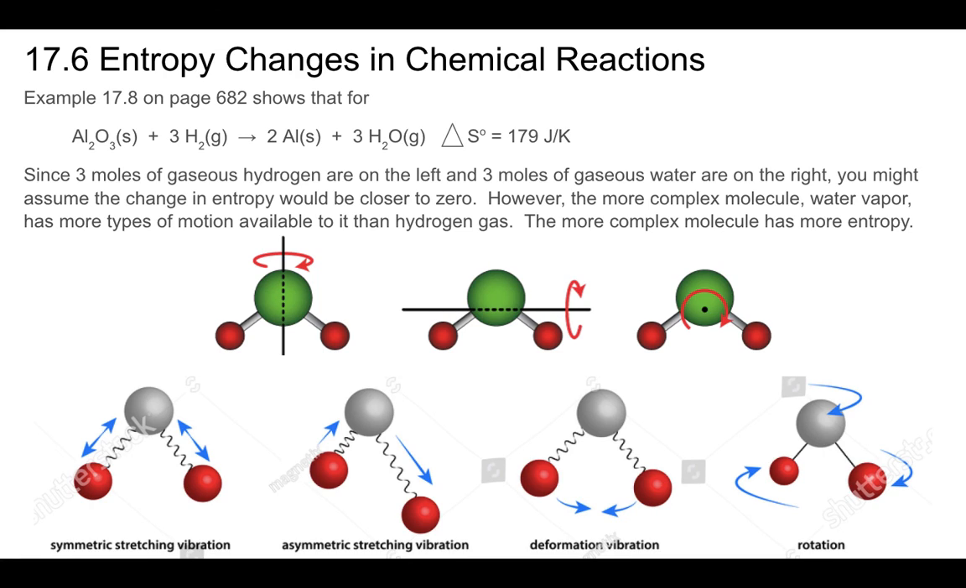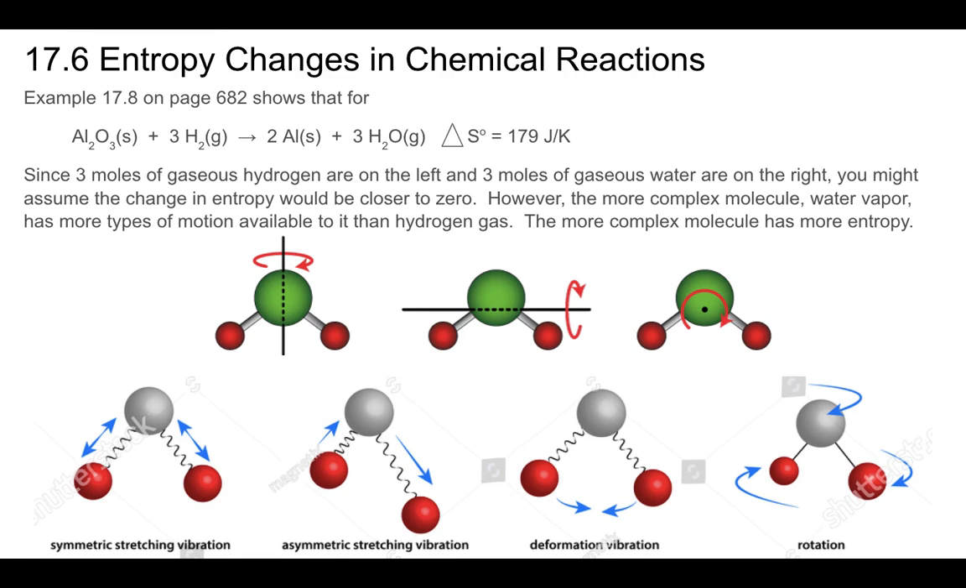Now, you might look at this and go, wait a minute, why is it such a large change in delta S? You've got 3 moles of gas on the left and 3 moles of water vapor on the right, 3 moles of gas on each side, so why is there such a large change in delta S? And it's actually due to the difference in entropy of the hydrogen molecule compared to the water molecule when they're both in the gas phase.